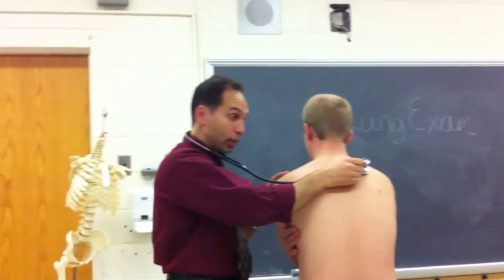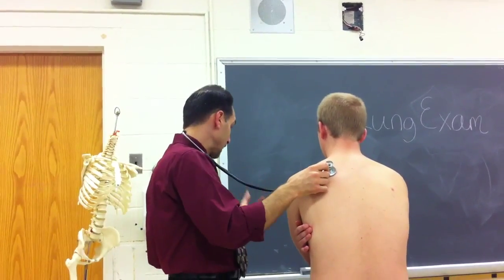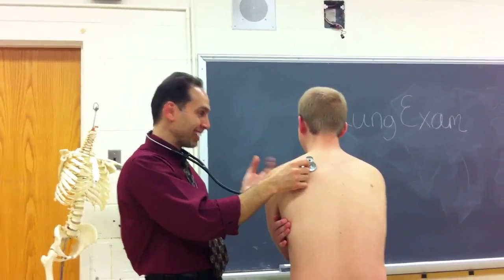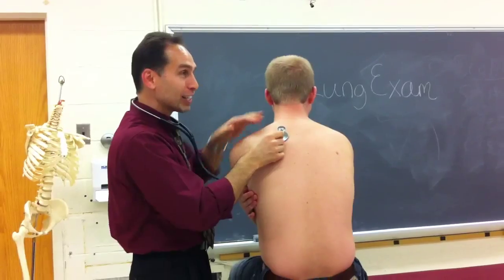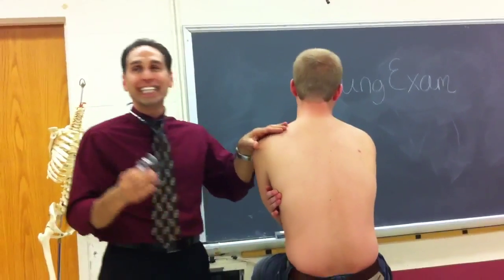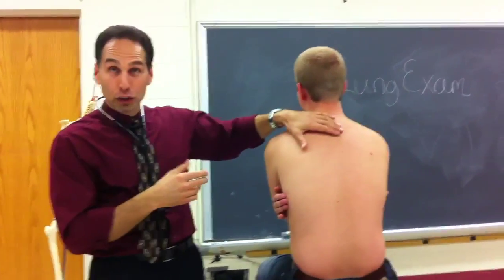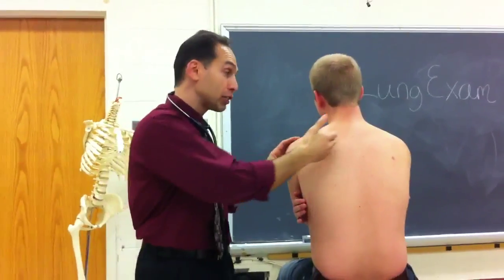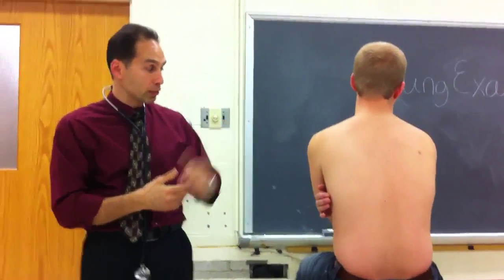Then I can do the same thing, but now I would tell him to say, ee, ee, ee. This will be in my ears, of course. I listen on the good side and the bad side. That's called egophony. Again, if there is an increase in sound, it could be a consolidation, like a pneumonia or something. If there's a decrease in sound, it could be some kind of emphysema of some sort. So you want to listen to that.